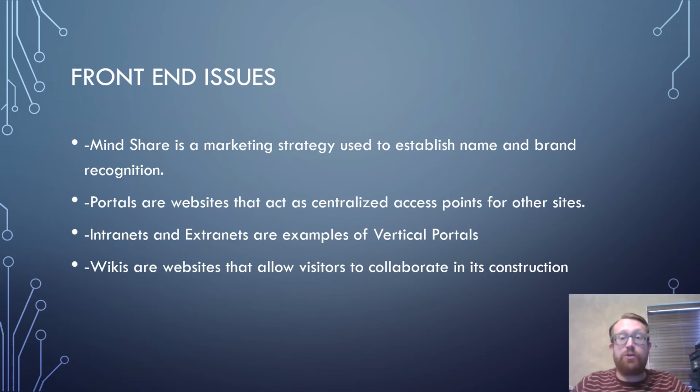Whereas horizontal portals, they branch off. Horizontal portals are websites that have multiple focuses, like search engines. But you only need to know about vertical portals, and you need to know that intranets and extranets are examples of vertical portals. Wikis are websites that allow visitors to collaborate in its construction. That's another thing that you need to know.